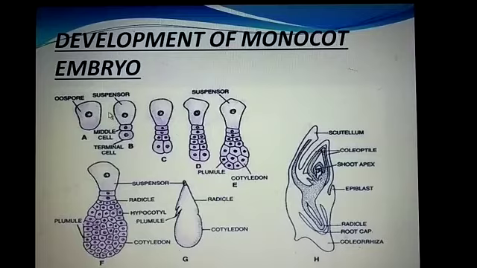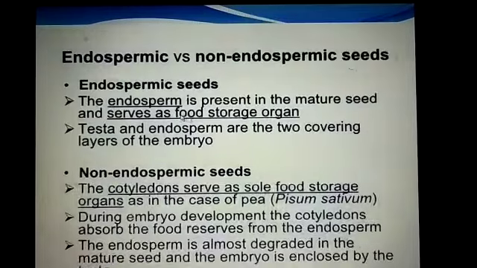After zygote, 3 cell stages formed. Always remember suspensor cell, middle cell and terminal cell. Terminal cell formed cotyledons. Middle cell formed plumule and radicle. Suspensor cells push the embryo towards the endosperm.